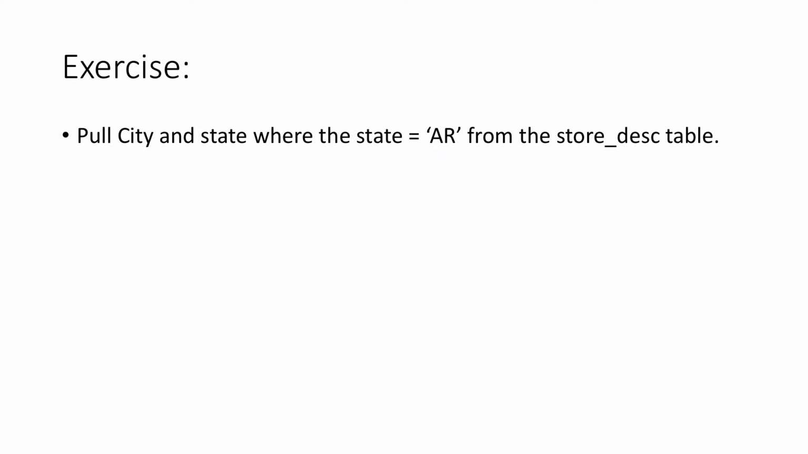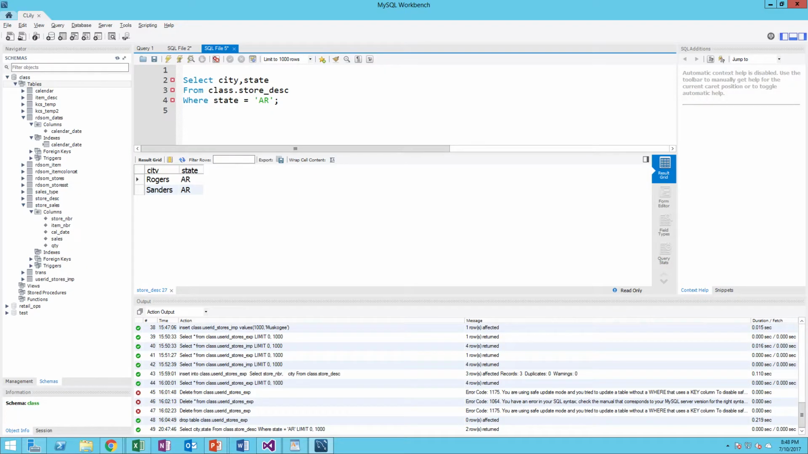Exercise, pull city and state where the state equals Arkansas from that same store description table. Okay, so here we go. We want to pull city and state from that store description table where state equals Arkansas. Notice that before, when we had the condition in the where statement, we didn't have the tick marks or the apostrophes. So for numeric fields, you don't have to put a tick mark around whatever you're going to be evaluating, but for text fields, you need to have tick marks around whatever we're going to evaluate for the filter condition.